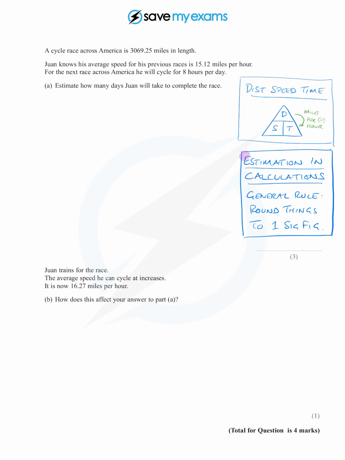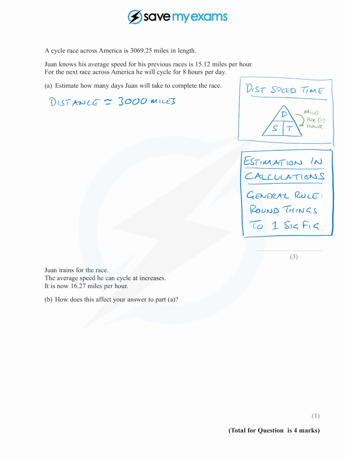Now the other thing that's going on is that we are being asked to estimate. And so we need to think about estimations. The general rule, and it's a very good rule, is round things to one significant figure. There are exceptions to that rule, and we might even have one here. So let's call the length of the race the distance. The distance is 3,069, so that's about 3,000 miles to one significant figure.